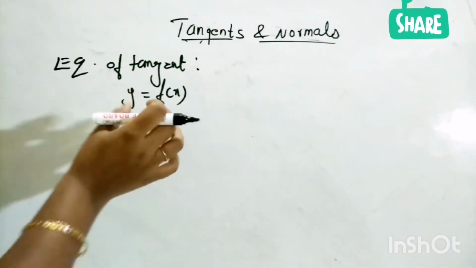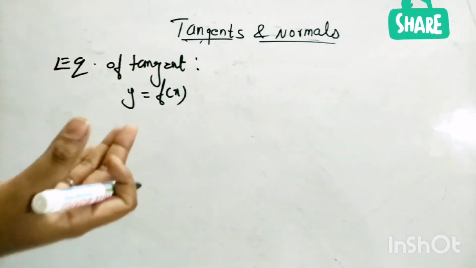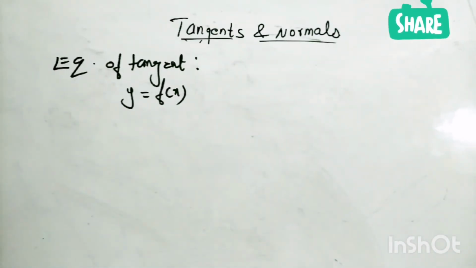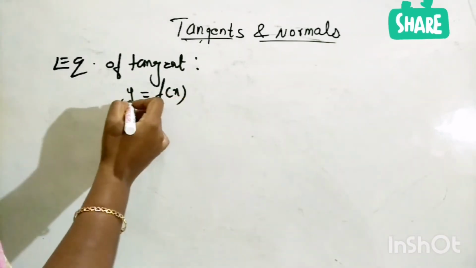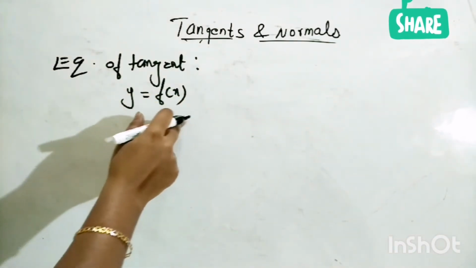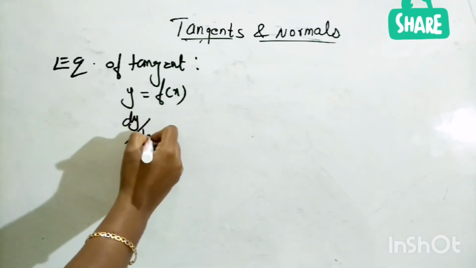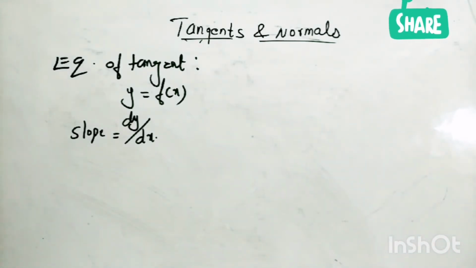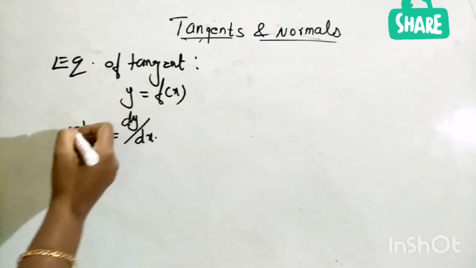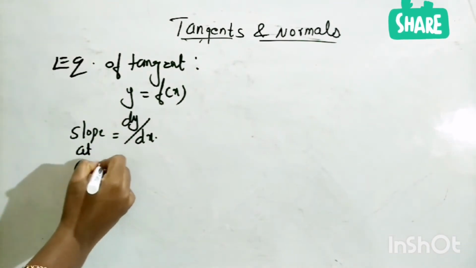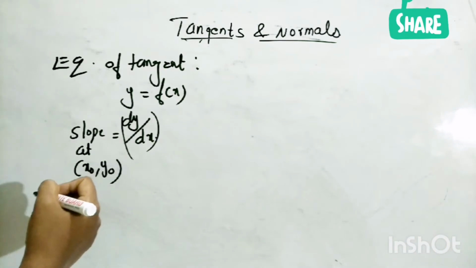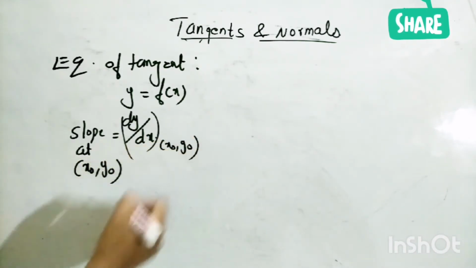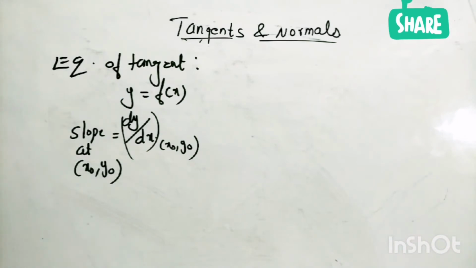If you want to find out the equation of tangent to this curve, we need to find out the slope of the tangent to the curve y is equal to f of x. The slope of the tangent to the curve y is equal to f of x is dy by dx. And if you are going to find out the slope at the ordered pair x naught comma y naught, then that is equal to dy by dx at x naught comma y naught.